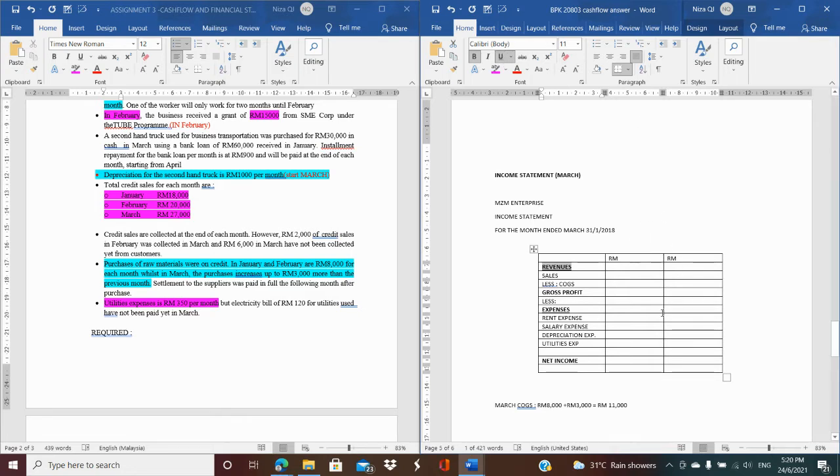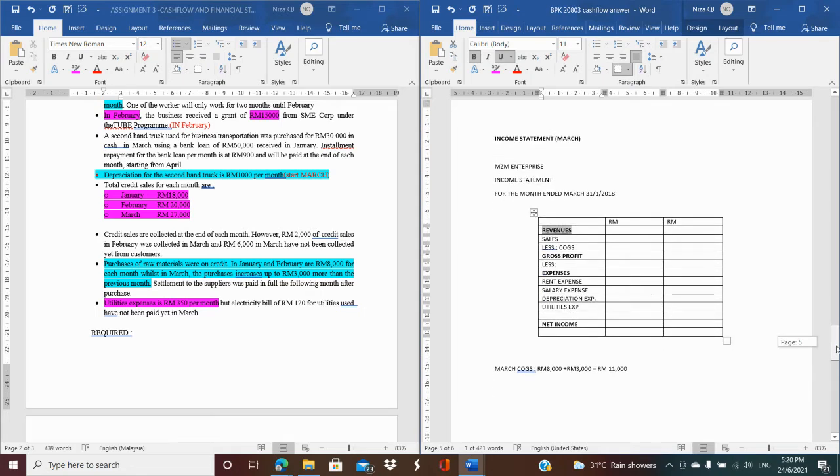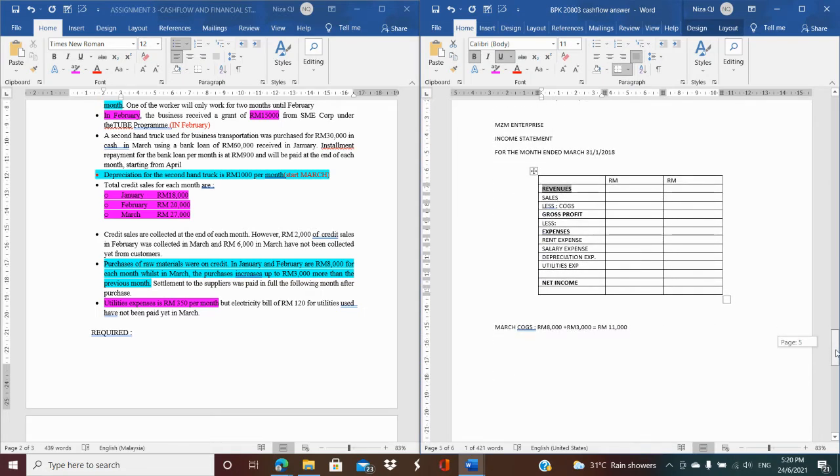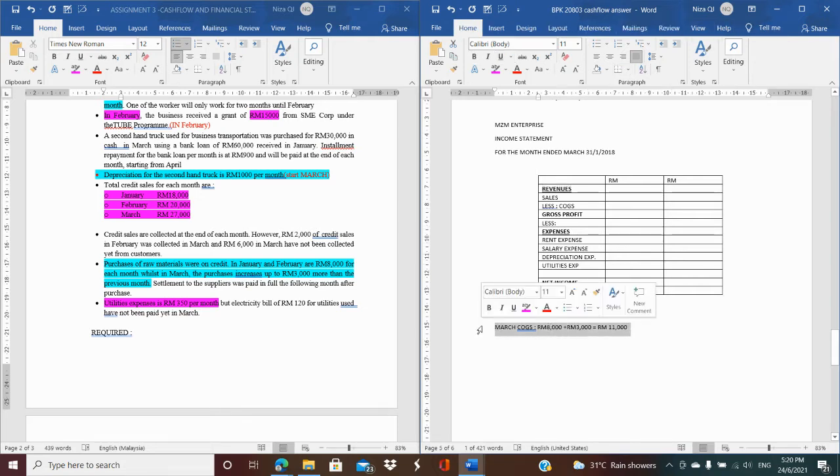So I'm not going to show you what the amount is here, because I want you to practice calculating it yourself, as this is also your assignment. And also watch out for the calculation of the March cost of goods sold, because the amount is not 8,000 anymore. It has increased.